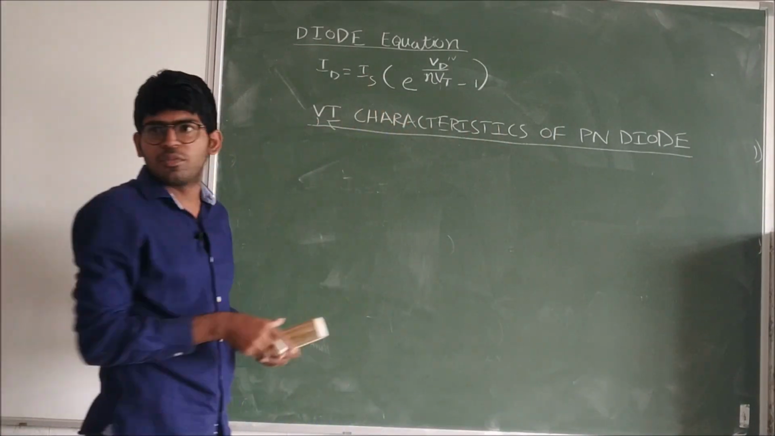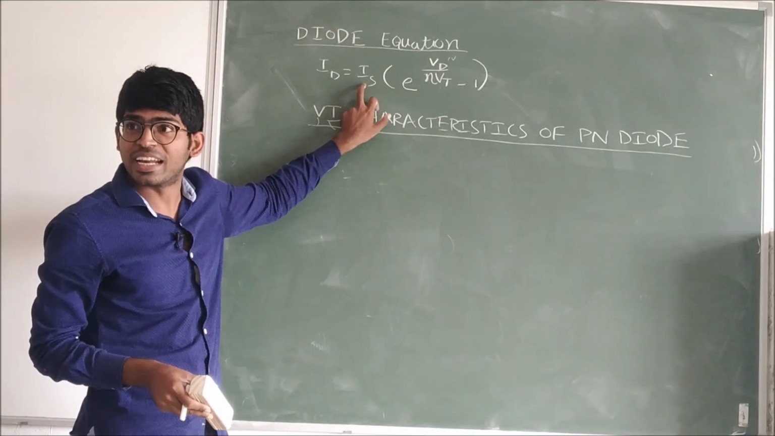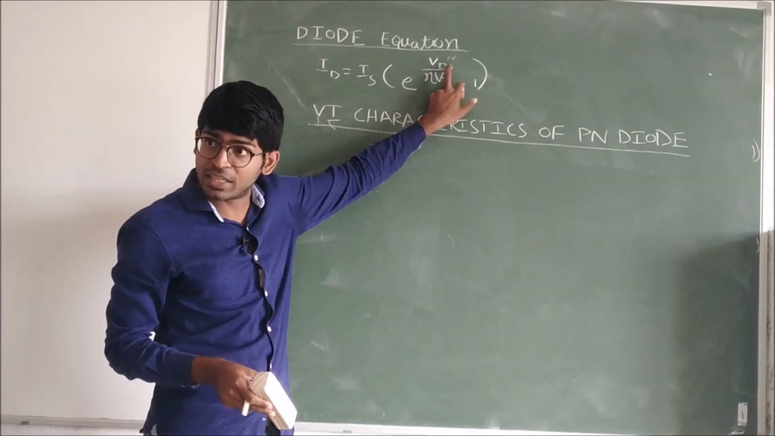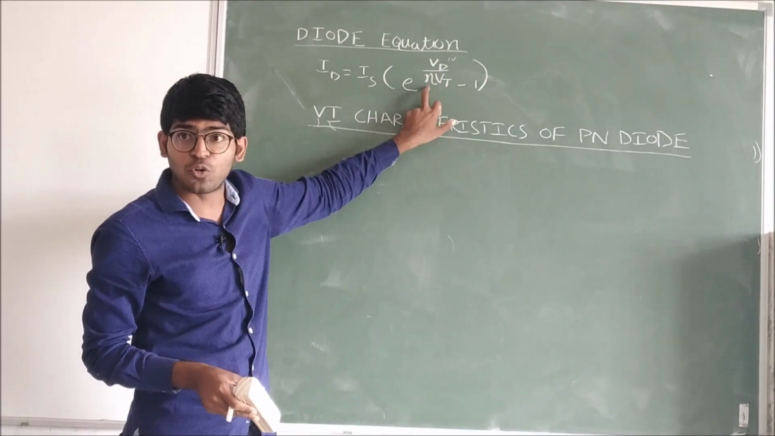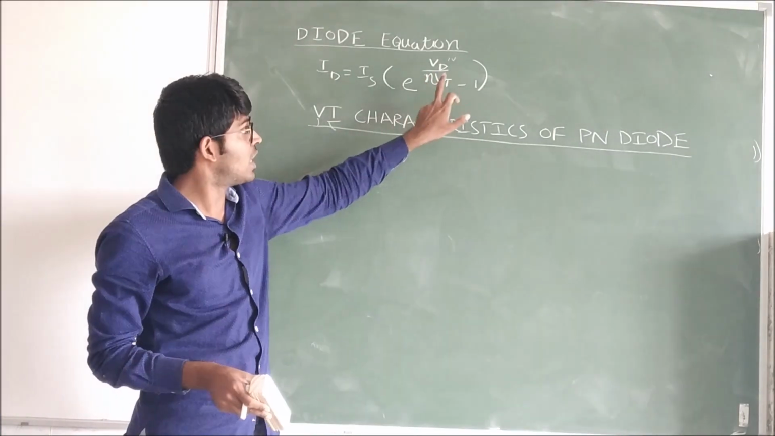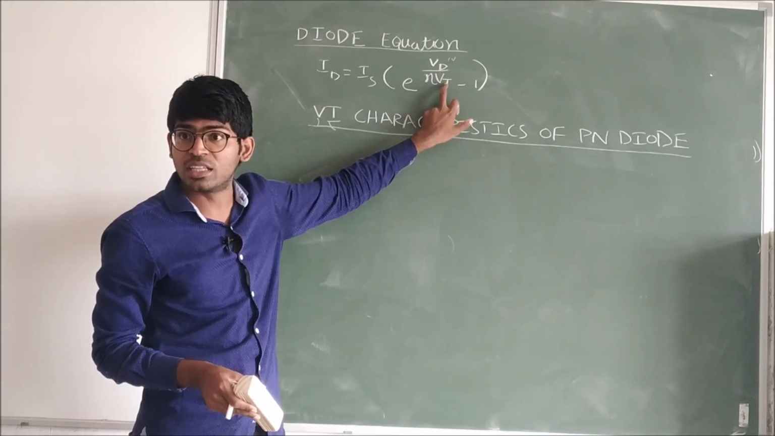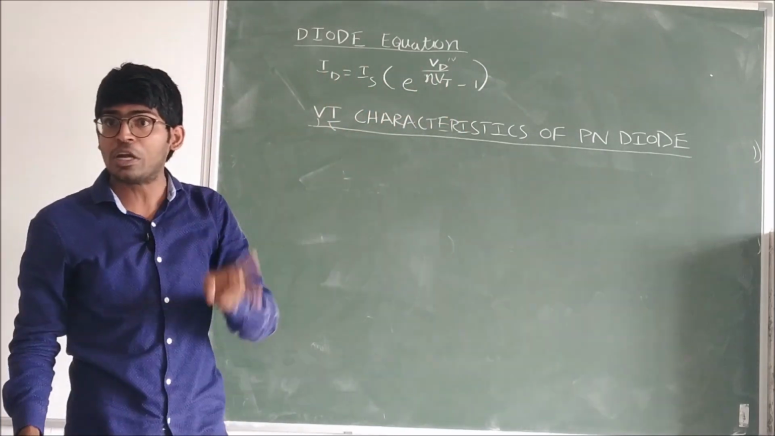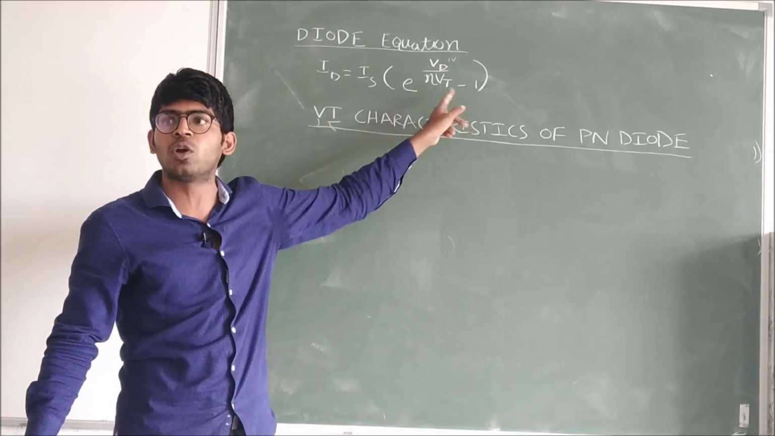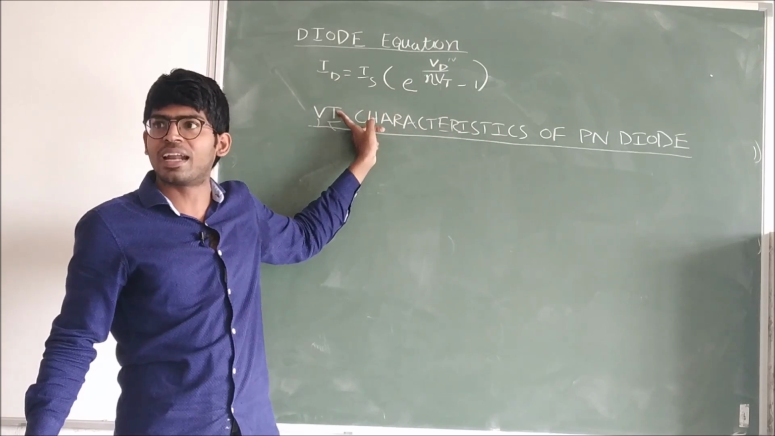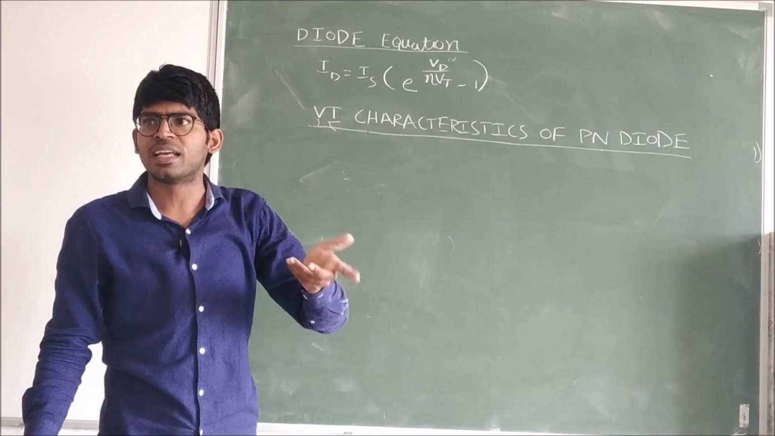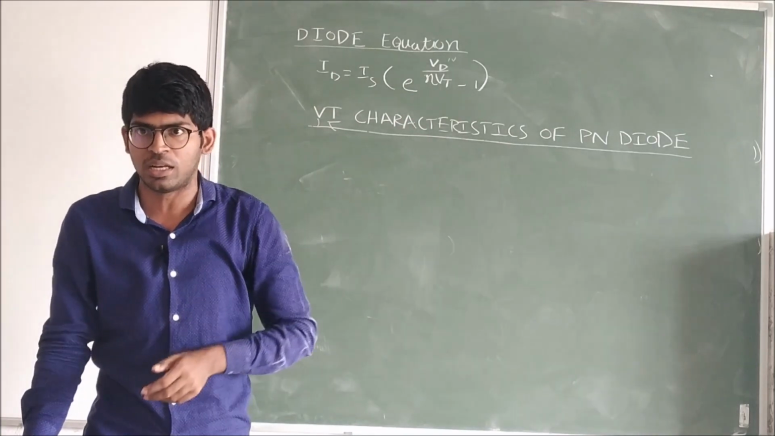So this is the diode equation. Is means reverse saturation current. Vd means diode voltage. Eta is the intrinsic coefficient or emission coefficient. Vt is the thermal voltage. What is the thermal voltage value at room temperature? 26 millivolts. What are the variables in this equation? Only two variables: the diode voltage and the diode current. So when we vary the diode voltage, the diode current varies, and that variation is exponential.